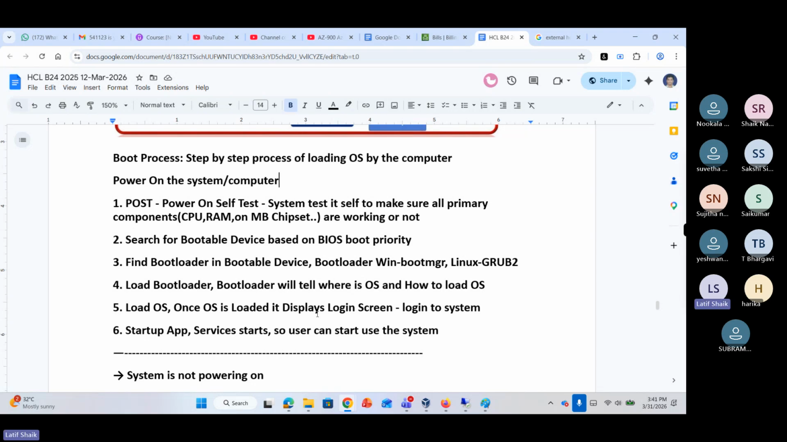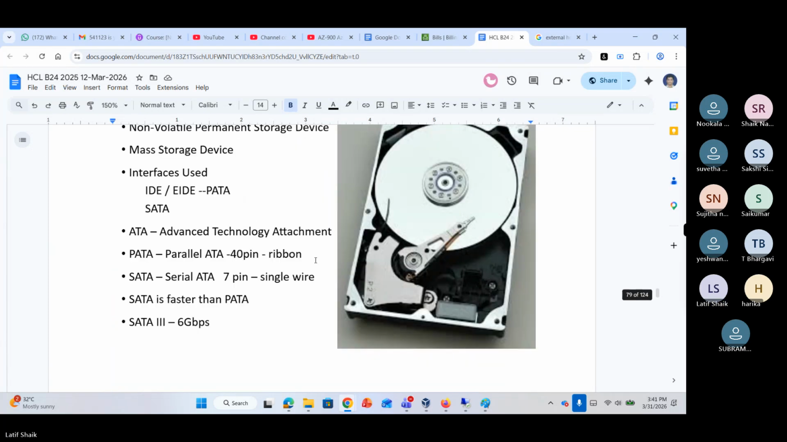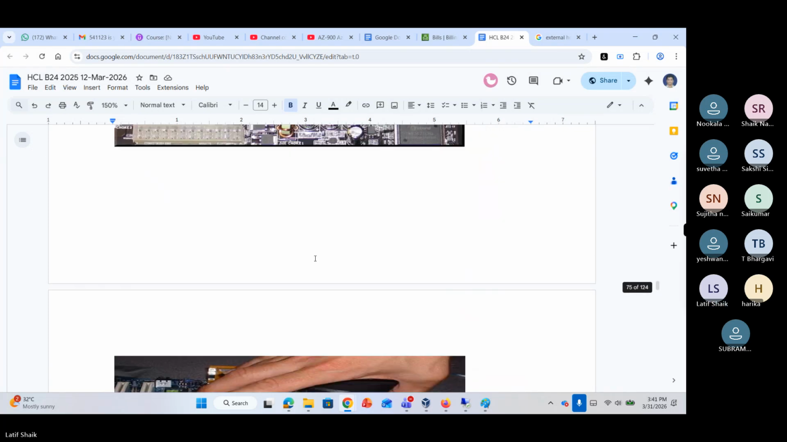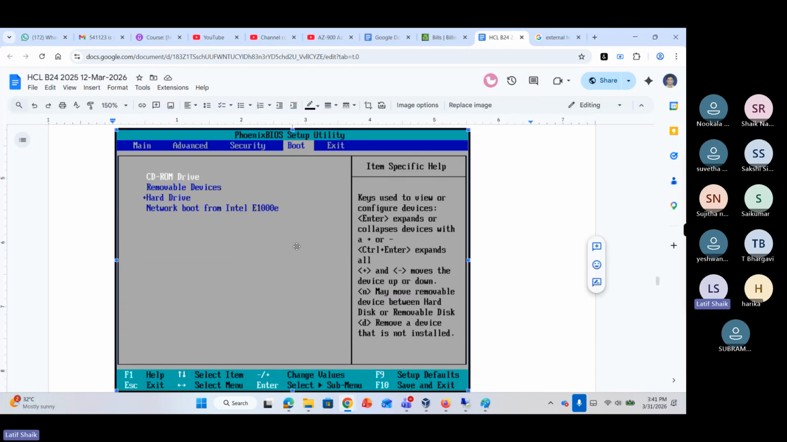Next, once all components are working, it is called POST successful. Then go to the next step. The system searches for the bootable device based on the BIOS boot priority. Yesterday we saw the BIOS boot priority list. We'll go to BIOS. This is the BIOS boot priority. Depending upon this BIOS boot priority, the system checks for the bootable device, like first it will check as per this priority.